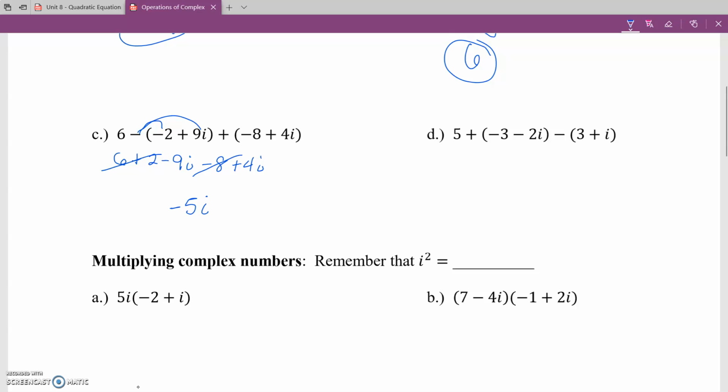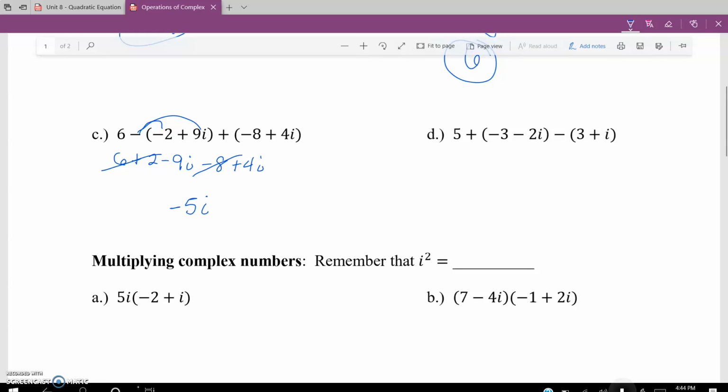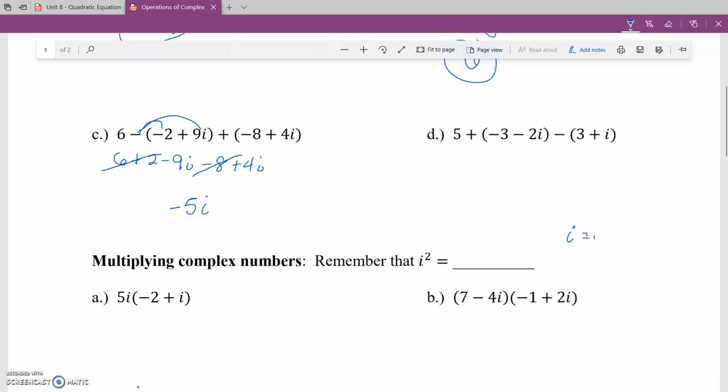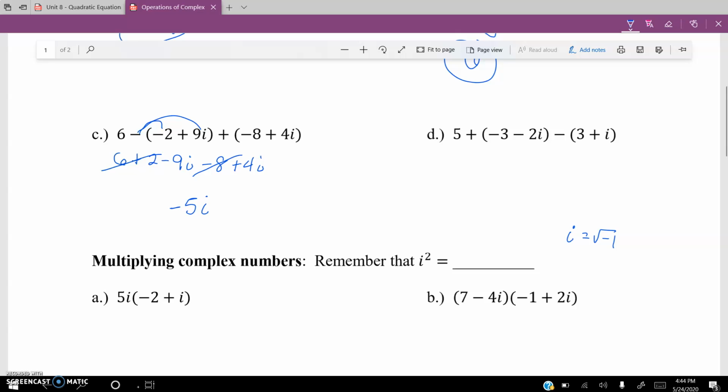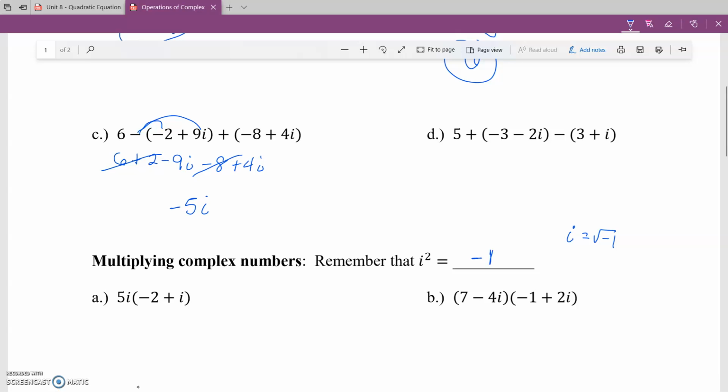Same rule goes for multiplying, but there's one exception, and that's if you get an i squared. So remember, i is the square root of -1, which means if I was to square i I would just have -1. So we're going to treat i just like a variable, and then if we end up with an i squared, we're going to change it to a -1 and finish simplifying.